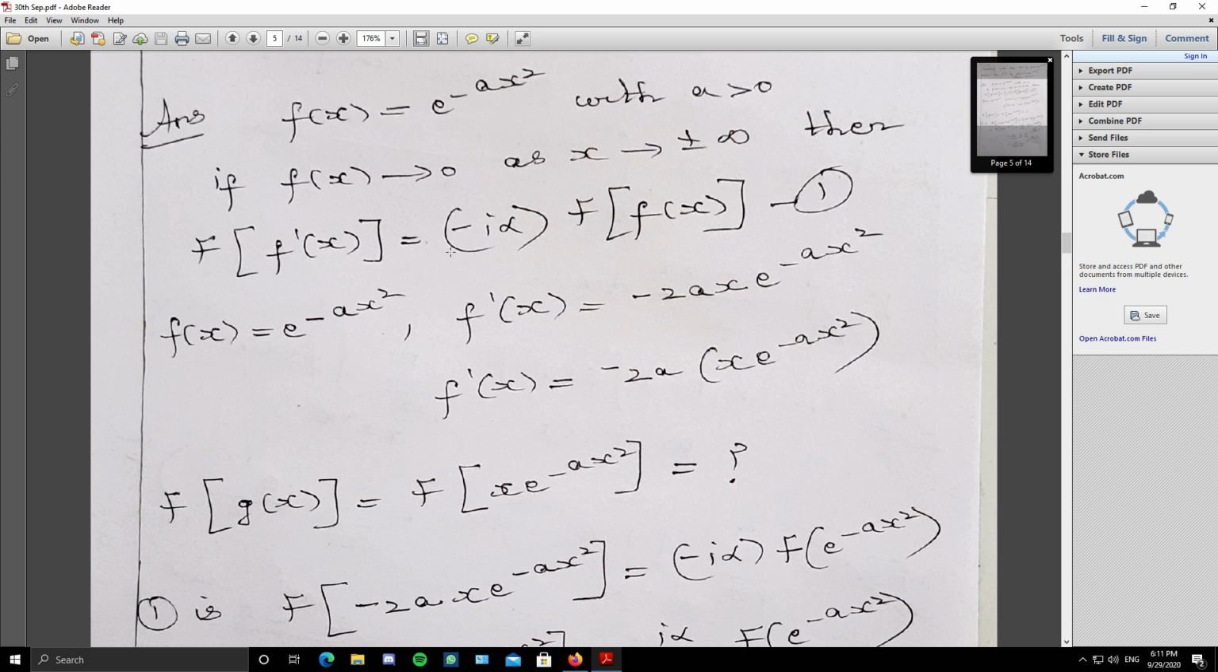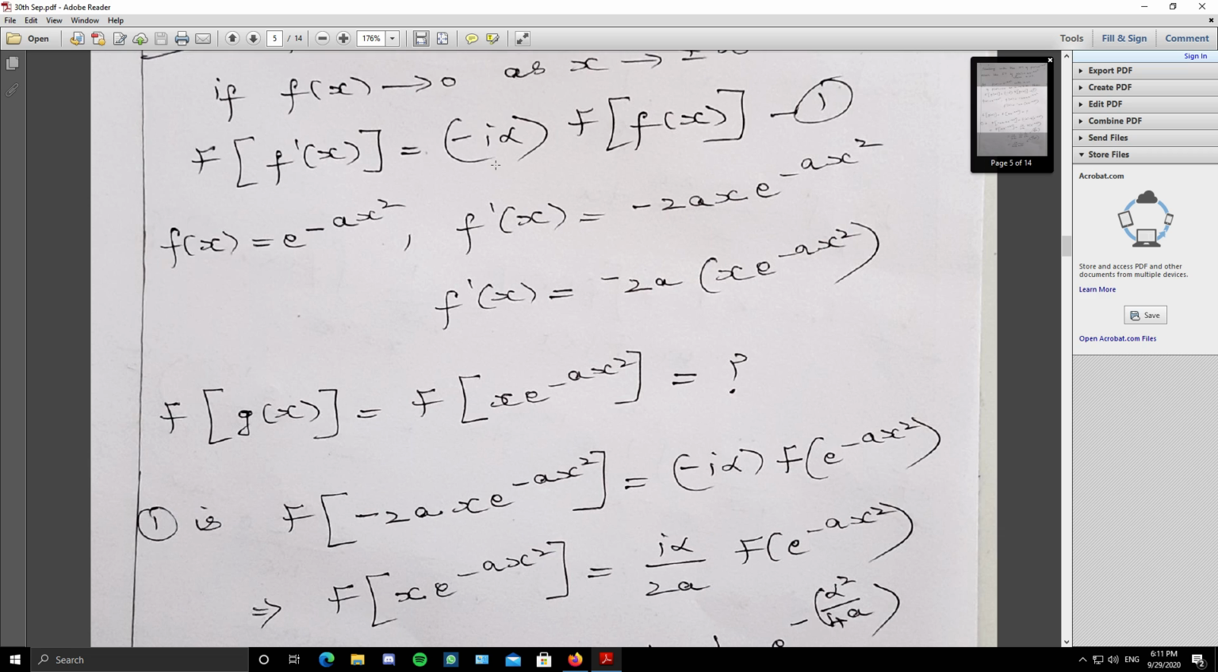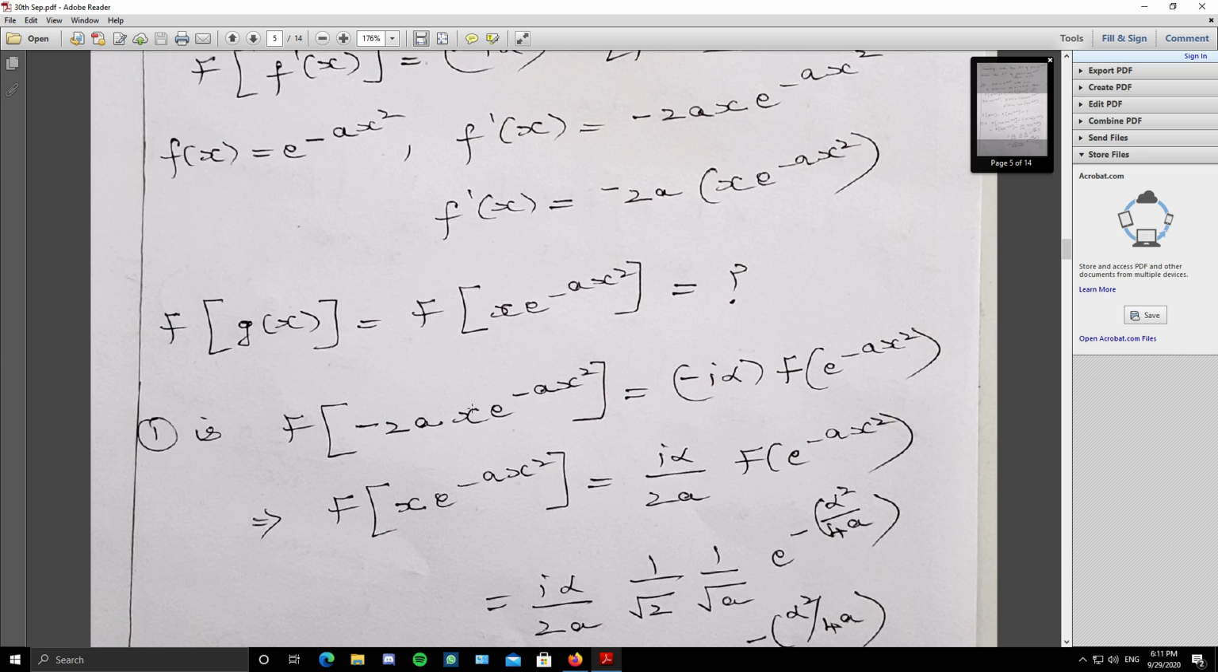Now substitute this in 1. You know f of x, you know f dash of x. So f dash of x is minus 2a x e power minus ax square, and f of x is e power minus ax square. Then minus will get cancelled, you have minus on both sides. 2a you can take it out because it is a constant. So 2a I have taken to the right side. So I alpha by 2a Fourier transform of e power minus ax square.